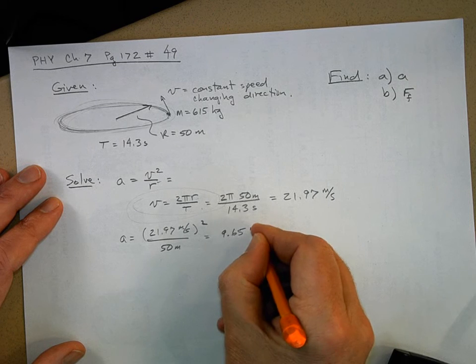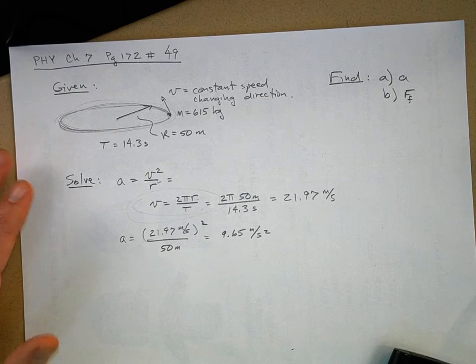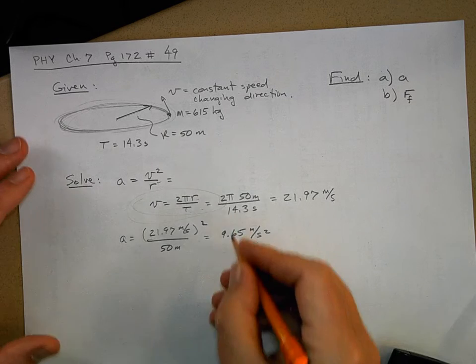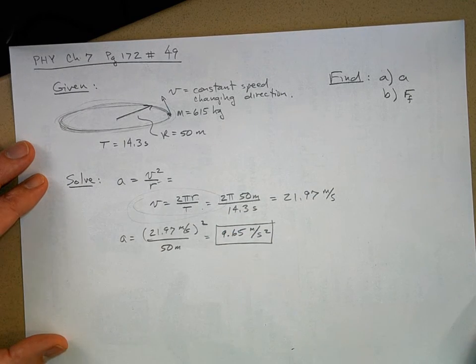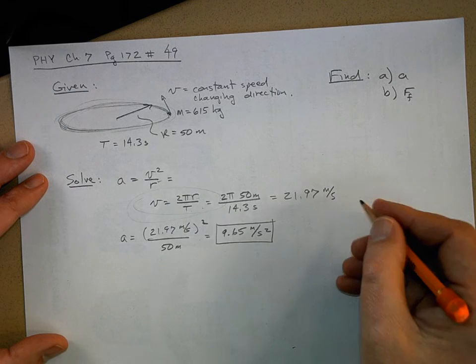meters per second squared. And that's, yeah, the book got 9.68, but I think that's just rounding off differences, so that's good enough. Now that's my centripetal acceleration. Now the book did it a little bit differently, or if you want, you can do it.